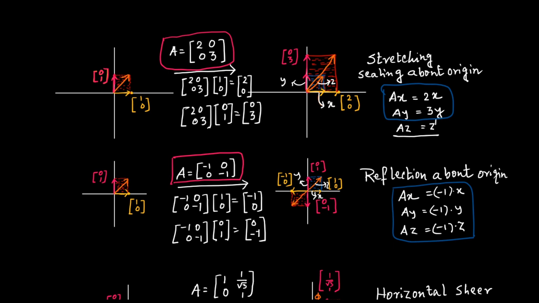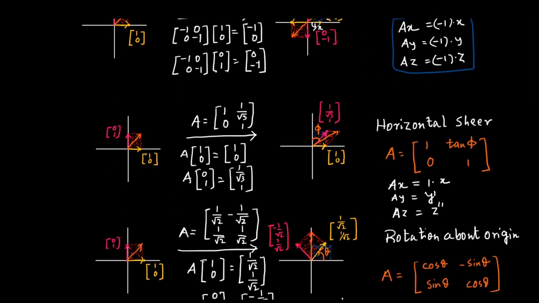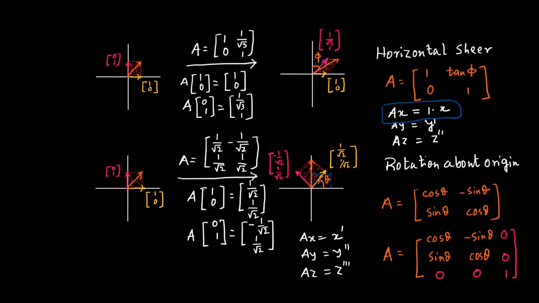The other vectors may change the span, but these vectors remain in the same span. When it is horizontal shearing, only one vector, the vector which lies along the horizontal, as per the diagram, among the three vectors that we have drawn, only this one vector remains in the same span. And for a rotation, none of the vectors remain in the same span.